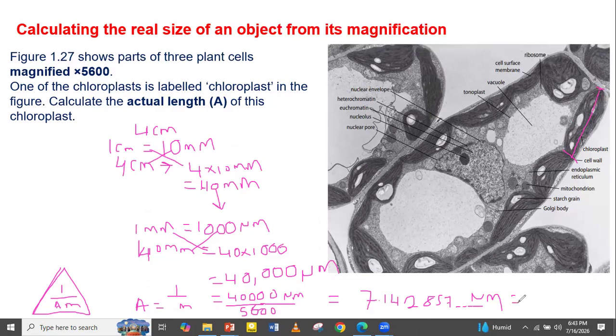So the size of the cell is going to be 7.14 micrometers. As simple as that. 7.14 micrometers. That is the actual size.